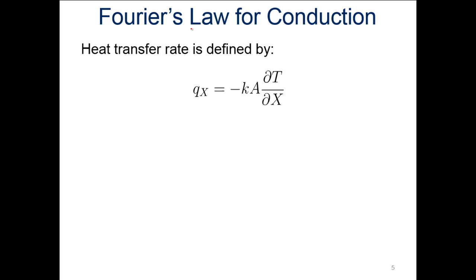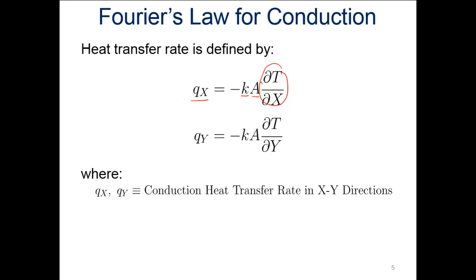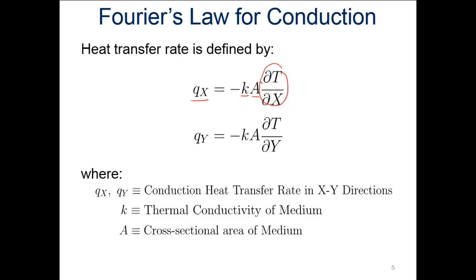So from Fourier's law, the heat transfer rate Q is equal to the conduction coefficient times the area times the temperature gradient along some direction. So in this case, the x direction. And we also have it in the y direction, because at least for a 2D case, we're going to have both of these showing up. So the conduction heat transfer rate in the x and y directions are represented by the lowercase q's. Thermal conductivity of the medium is K, and cross-section area of the medium is A, and the temperature gradient, del T del x and del T del y, which I forgot to include here.